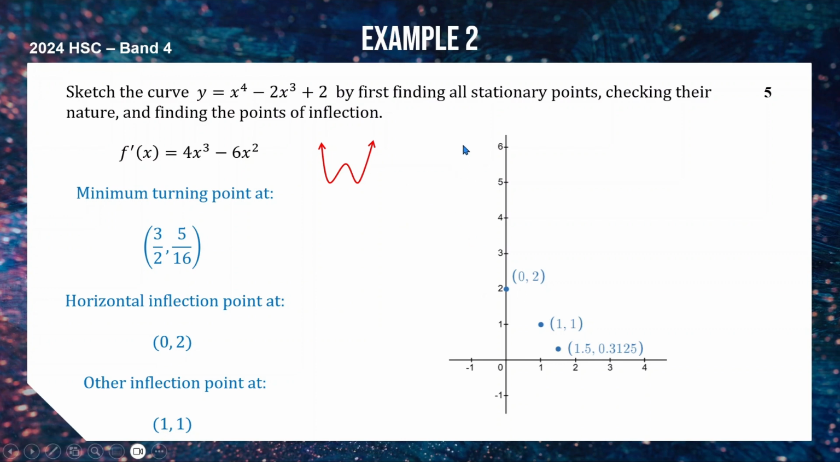So to make this shape work with this graph here, we're going to have to come down from the top here. We're going to have to wiggle through at 0, 2 because it's an inflection point. So come down, we're going to wiggle through. We're then going to inflect, so we're going to change from concave up to concave down at 1, 1. And then the point down here is our minimum turning point. So we're going to go through here, turn around, and then come back up.